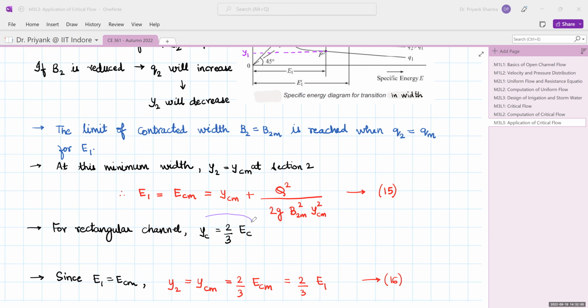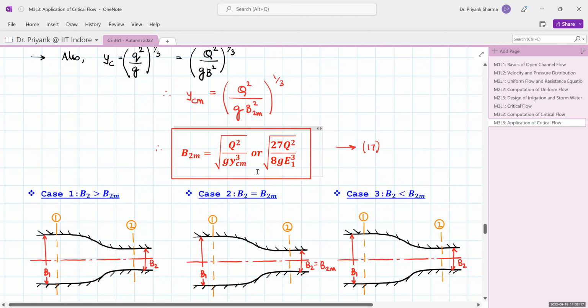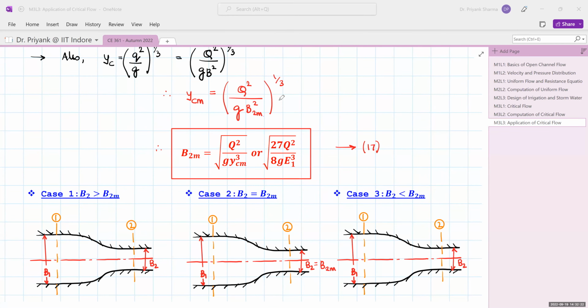Now for a rectangular channel, you know YC is equal to 3 by 2 EC. So Y2 will be YCm, that is 2 by 3 ECm, and that is equal to 2 by 3 of E1. So simplifying this, you get YCm, that is equal to Q square upon G B2m square, and your B2m can be obtained as under root Q square upon G YCm cube, or 27 Q square upon 8G E1 cube.